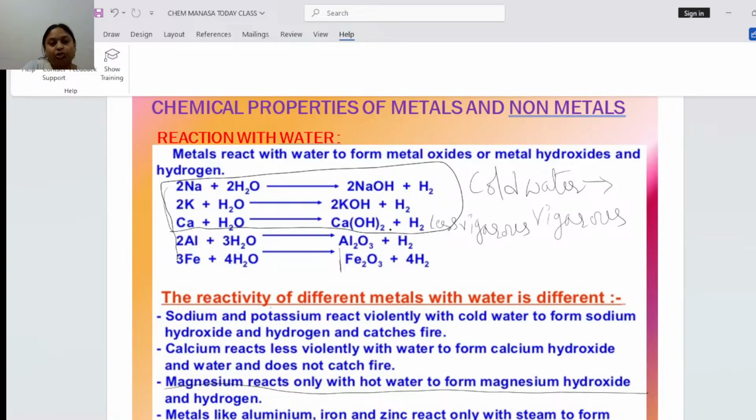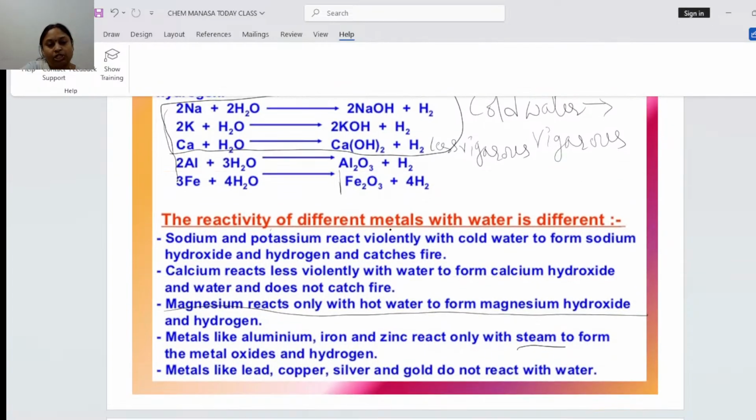Next, calcium is less violent. But the observation is that whenever hydrogen gas is released, because of the hydrogen gas bubbles, calcium and next magnesium will float upon the surface. Okay, you have to remember this. Based on this, we used to see the question.